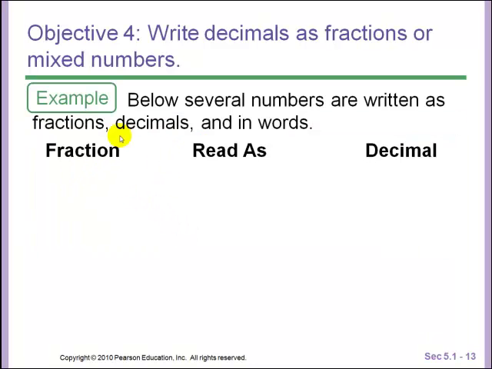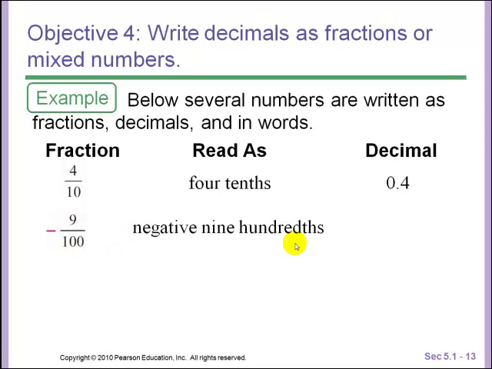Let's look at some variations between fractions, decimals, and how we'd read them. This is the fraction 4 tenths, which we read as 4 tenths. It is the decimal 0.4. That's in the tenths place. This is negative 9 over 100. We would read that as negative 9 hundredths. So we have a negative, and the 9 is in the hundredths place: tenths, hundredths.